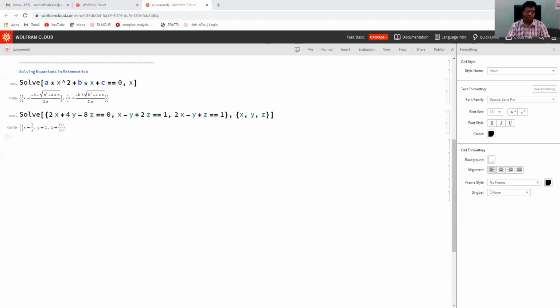Now let us discuss numerical solution of equations. There are two commands which are useful in finding numerical solutions. First command is NSolve. Second is FindRoot. So let us discuss NSolve. NSolve has the same syntax as Solve. So we may use the same equation. Later on, we consider another example also.